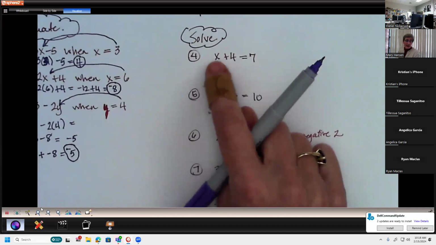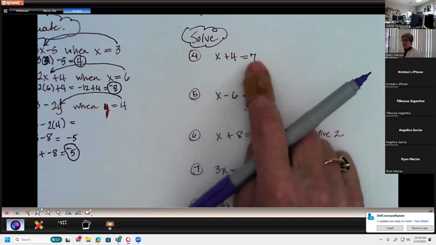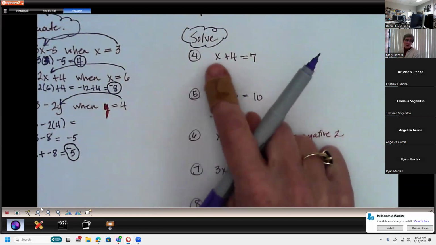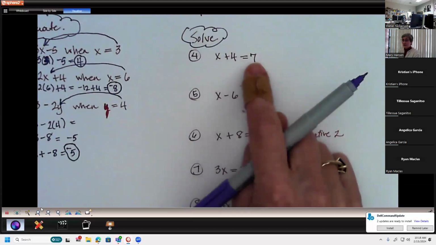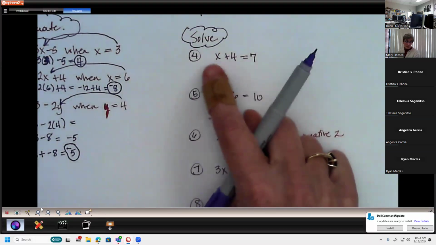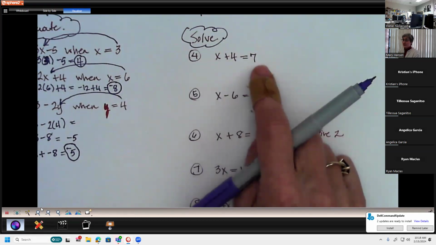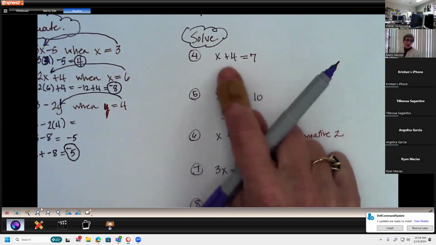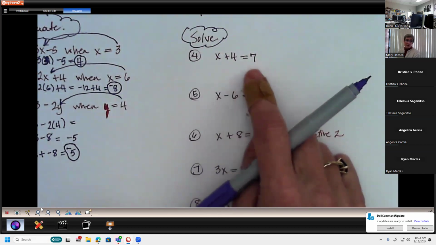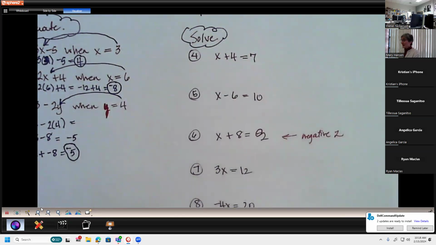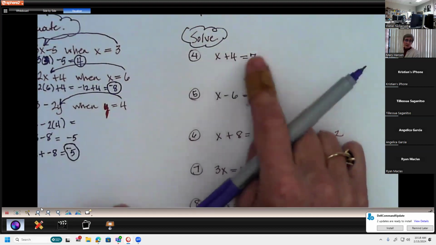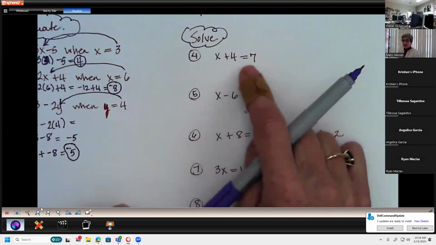Because this says if I add X and 4, I get 7. And so we're trying to figure out what number plus 4 is 7. Now you may be able to just look at that and know that 3 plus 4 is 7. And so X is 3, okay? But I also want to show you how you work it out so that when you get to problems that you can't do in your head, if I start throwing a lot of negatives in here, it's going to be more challenging for you to figure it out in your head.